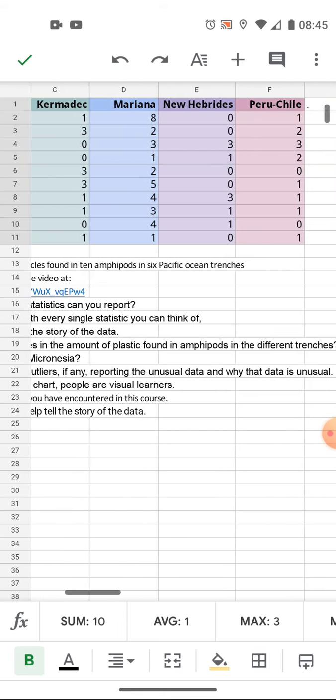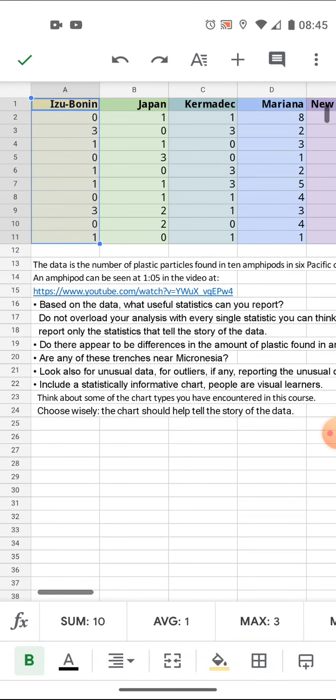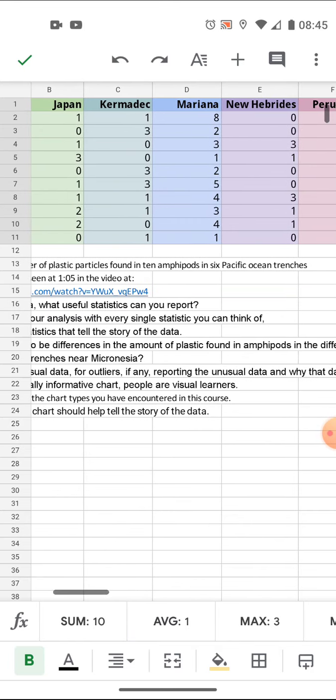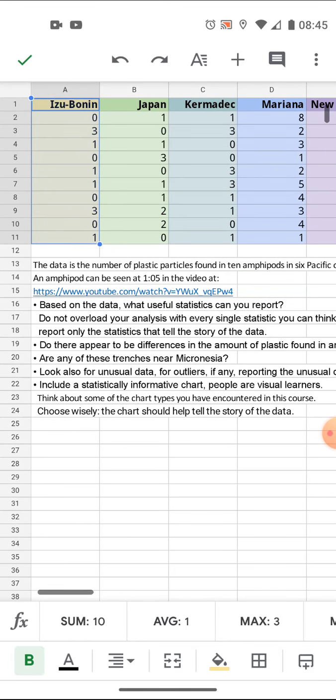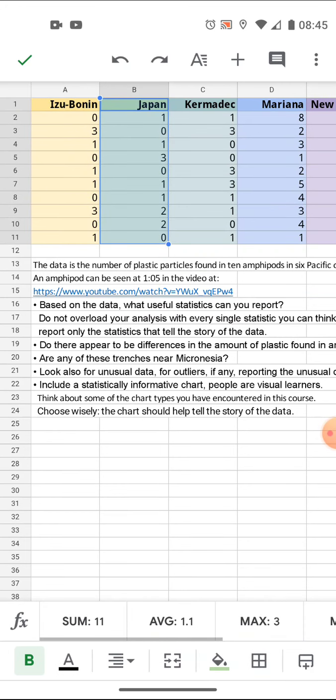data collected based on the number of plastic particles found in these 10 amphipods. Amphipods, they would look to you like some sort of shrimp without claws, almost like an insect on the bottom of the ocean. And these are at the bottom of the deepest trenches on the planet. The Izu-Bonin Trench, the Japan Trench. Each of these is a trench in these columns. And they pulled up 10 amphipods.